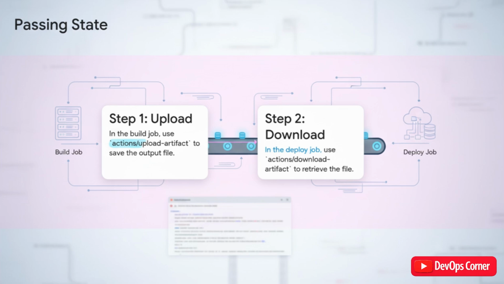And honestly, understanding this one single concept, the ephemeral, isolated nature of job runners, is the key to unlocking how GitHub Actions really works. In fact, at this point, you already understand the core execution system better than most developers out there.